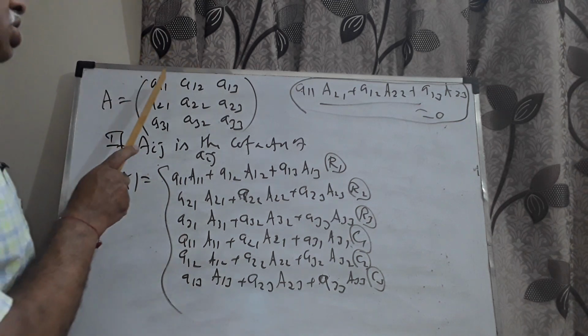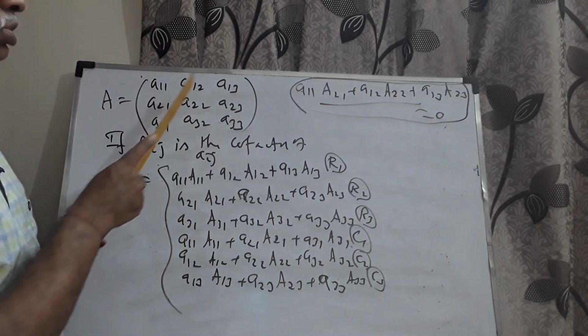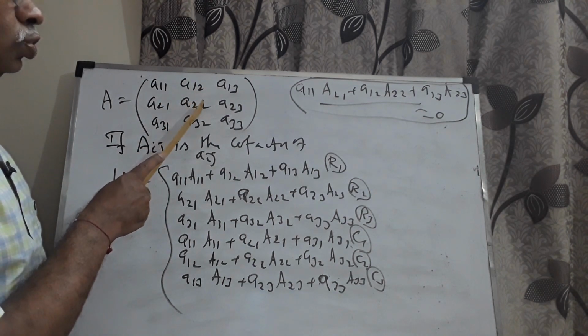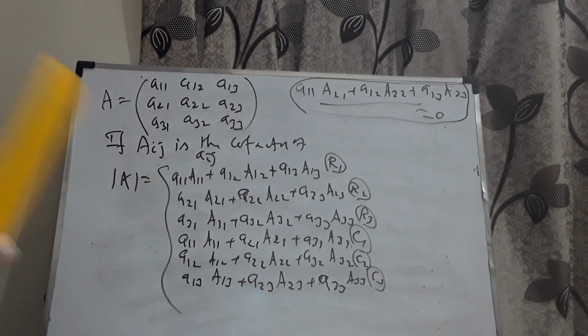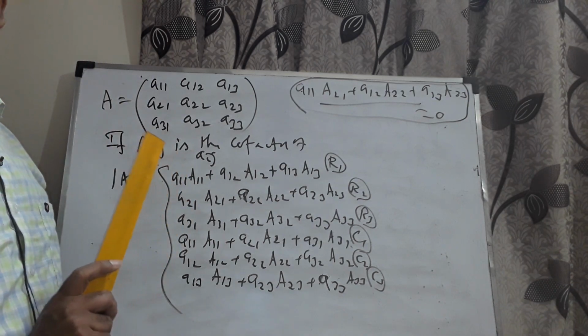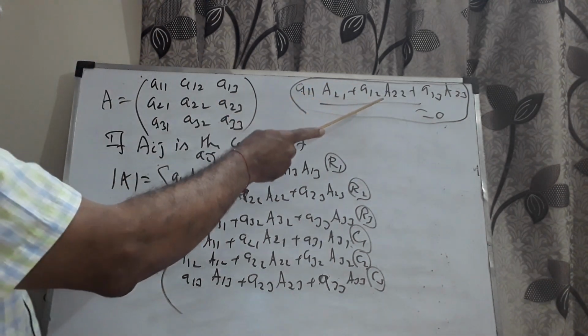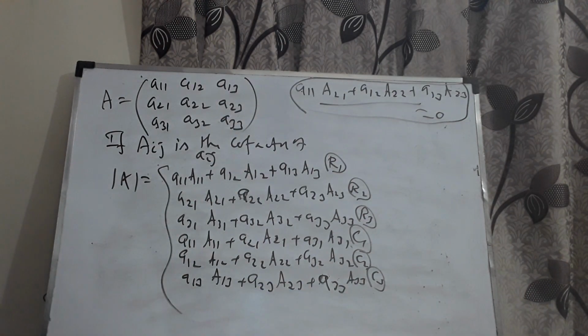I repeat, A11 into cofactor of A21, some other row, A12 into capital A22, A13 into capital A23 will be 0. If I take the cofactor of the same element and multiply and then add, it will be the value of the corresponding determinant. If you do it the other way, it will always become 0. Remember this rule carefully.